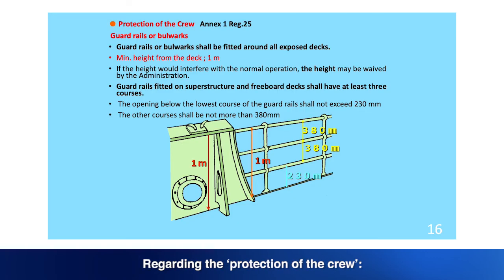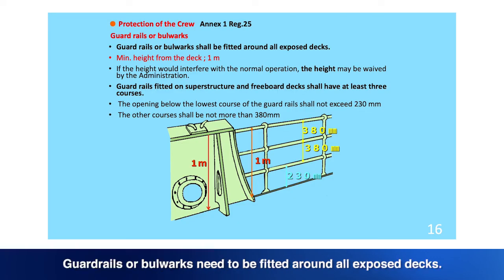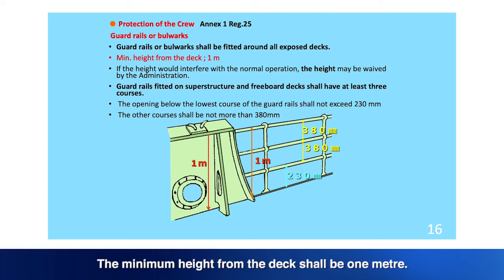Regarding the protection of the crew, guardrails or bulwarks need to be fitted around all exposed decks. The minimum height from the deck shall be 1 metre. If the height would interfere with normal operations, the height requirement can be waived by the administration. Guardrails fitted on superstructure and freeboard decks need to have at least 3 courses, as indicated in the slide.